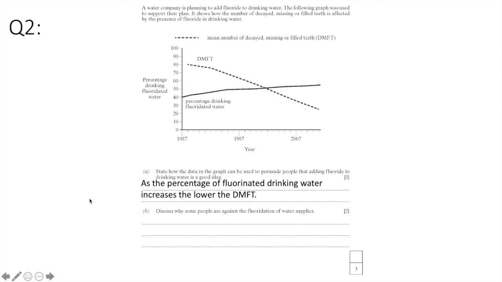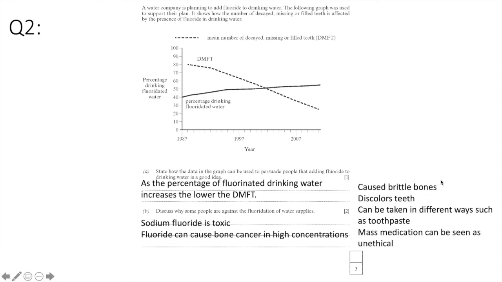And part B is to discuss why some people are against the fluoridation of water supplies. So I picked 2 reasons for this. Some people think sodium fluoride is toxic, and fluoride can cause bone cancer in high concentrations. There are other ones you could pick, such as it causes brittle bones and discolors teeth. It can also be taken in different ways. You don't have to have fluoridated water to take fluoride. And some people think mass medication could be seen as unethical.